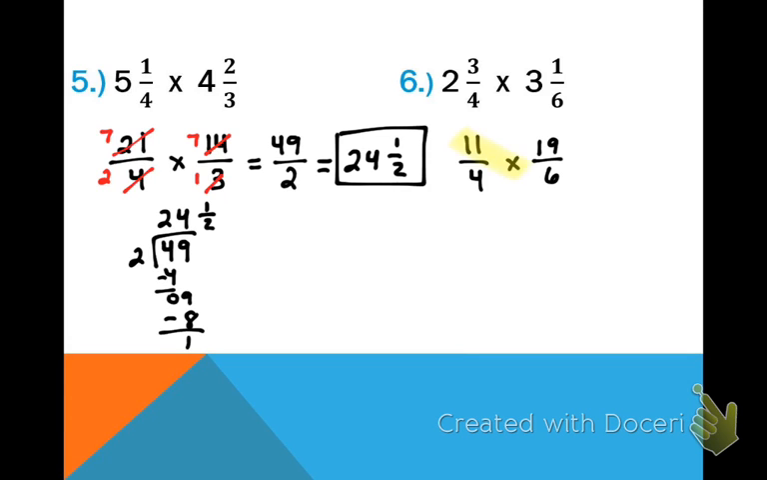Okay, as we're looking at this, can these two cross-reduce at all? No. Can these two cross-reduce? No. That just means I'm going to have a little bit of a bigger number. So looking at that first one, what is 11 times 19? 209. What is 4 times 6?